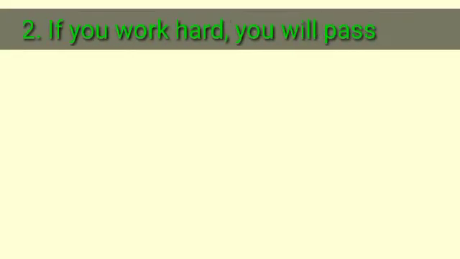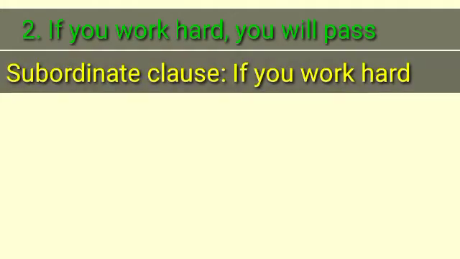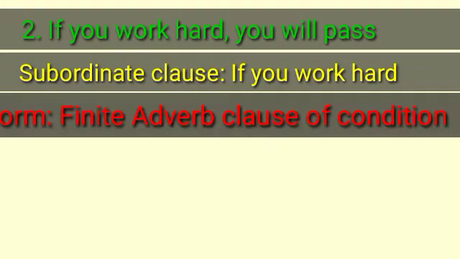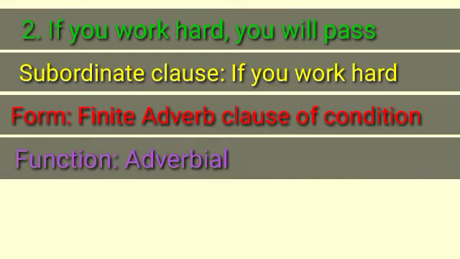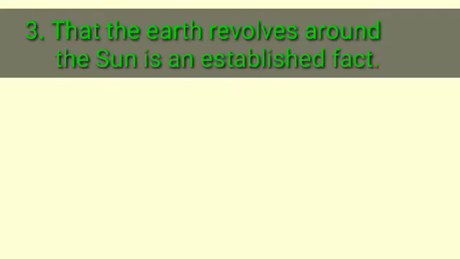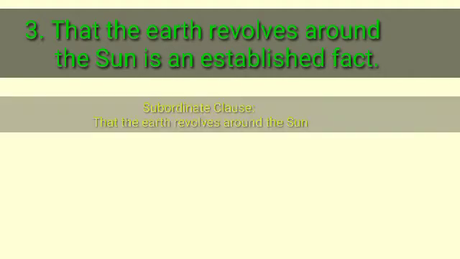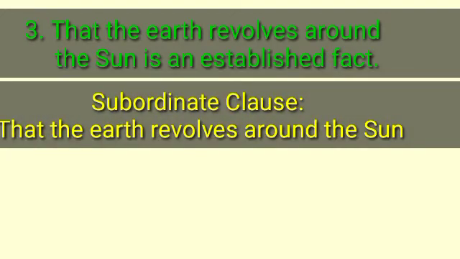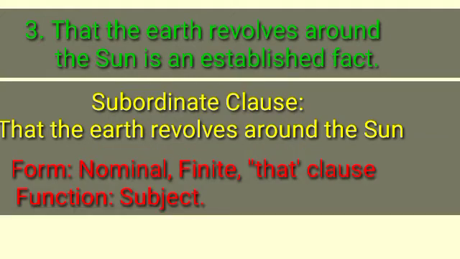Look at the second example. If you work hard, you will pass. In the sentence, if you work hard, you will pass, if you work hard is the subordinate clause. It is a finite adverb clause of condition, and its function is that of an adverbial. Look at the third sentence, that the earth revolves around the sun is an established fact. In this sentence, that the earth revolves around the sun is the subordinate clause. Its form is nominal finite that clause, and its function is that of the subject.